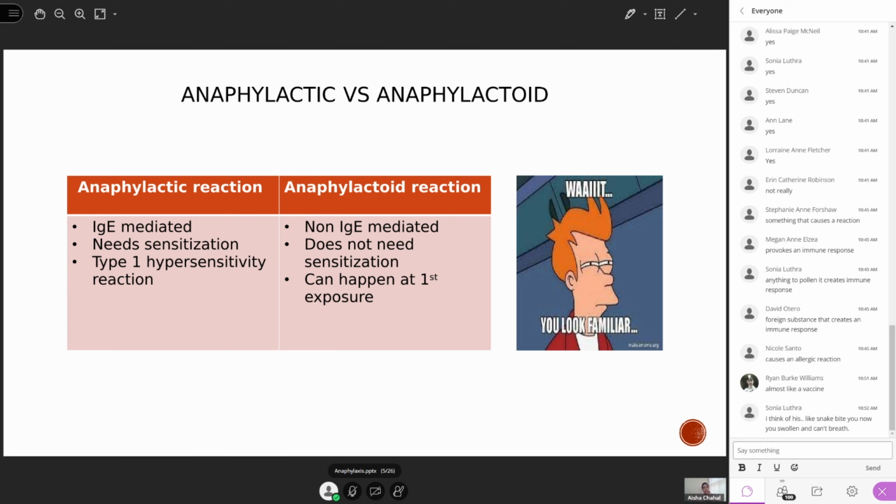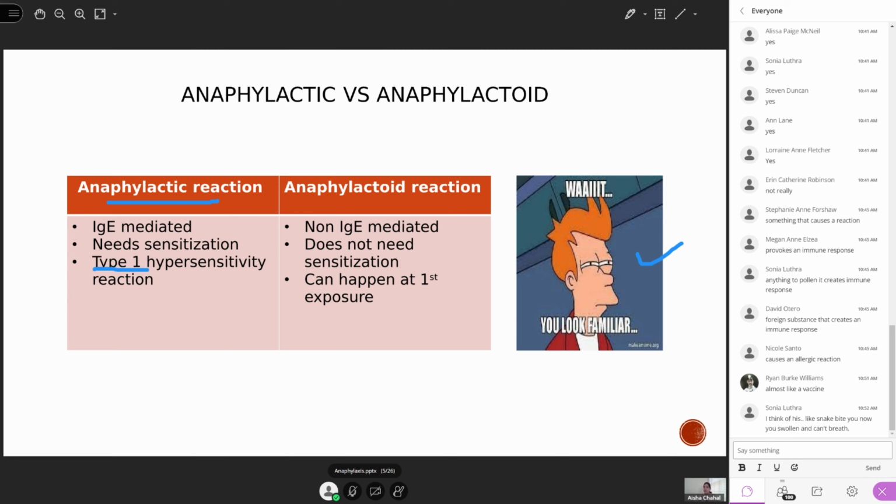So why does that happen? There is no sensitization, right? The body doesn't know that allergen. For example, this little picture that shows the weight, you look familiar, right? So sometimes it does look familiar, but sometimes it doesn't. So the anaphylactic reaction that we just talked about needs sensitization and a type 1 hypersensitivity reaction.